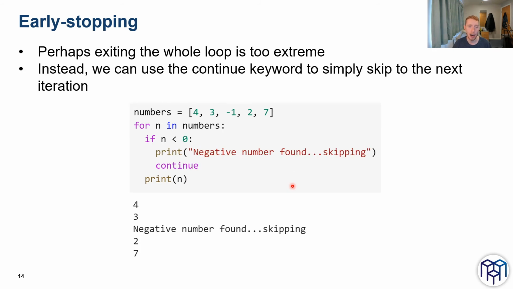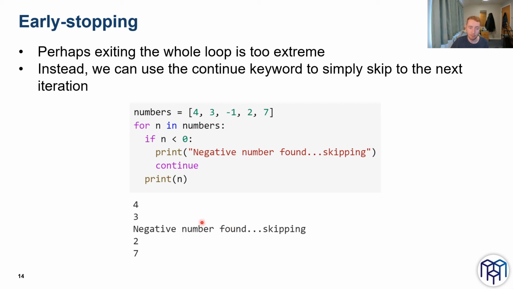A similar thing, which is maybe a less extreme option, is rather than exiting the whole loop, just to skip that iteration and go on to the next one. We can do this by using the keyword continue. That doesn't end the whole loop, just skips that iteration and goes on to the next one. So for example, we could have here the same list of numbers and the same condition. But when n is less than 0, rather than stopping the whole thing, we say negative number found, skipping, and then we continue. So we go on to the next value in that list.